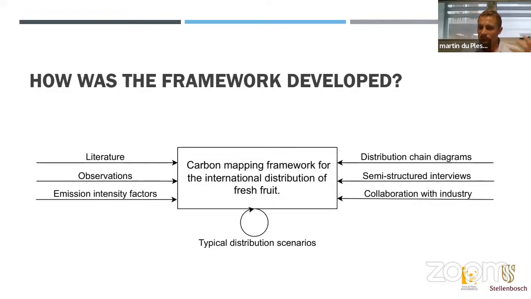In terms of observations, we need to ensure that this framework is a true representation of the logistical circumstances of the fruit export industry. Then the third input to the framework is the emission intensity factors, the different factors that I just discussed. To move a ton a kilometer, how much emissions is emitted? To store a pallet for a day, how much emissions is emitted? That's the emission intensity factors. Then on the right-hand side, the distribution chain diagrams are the first step in your entire framework, and that suggests the blueprint for the entire emission assessment.